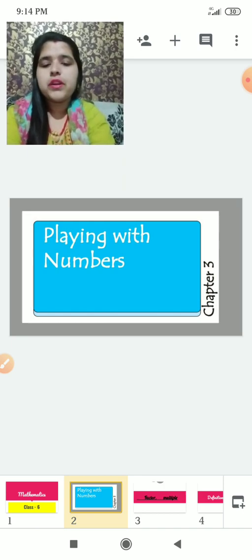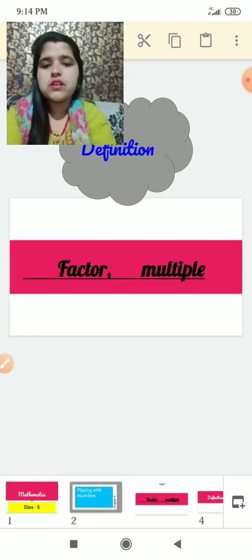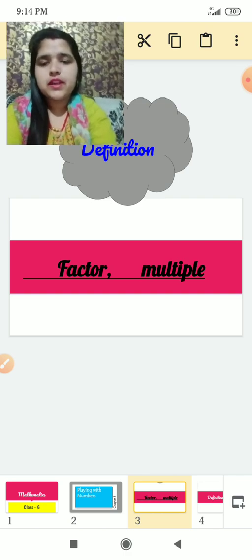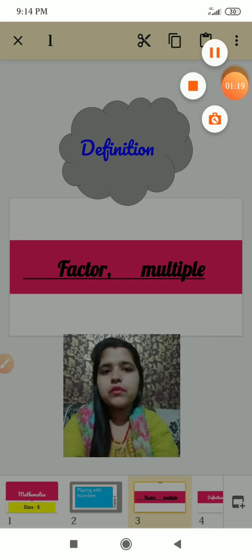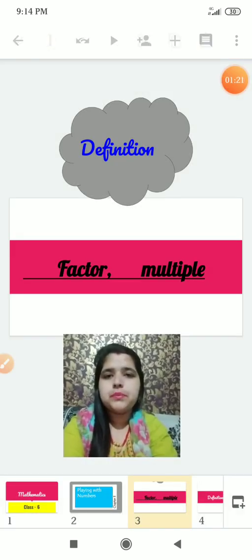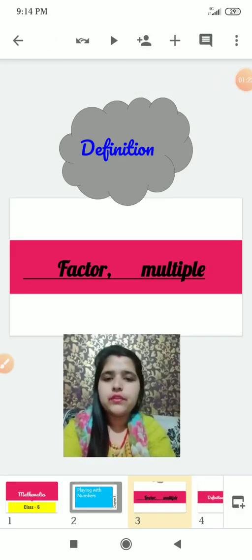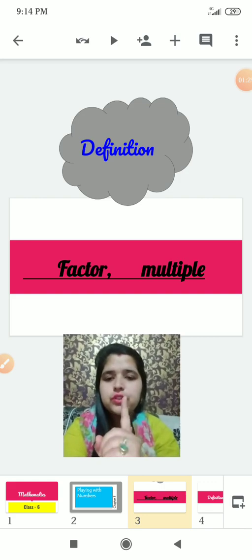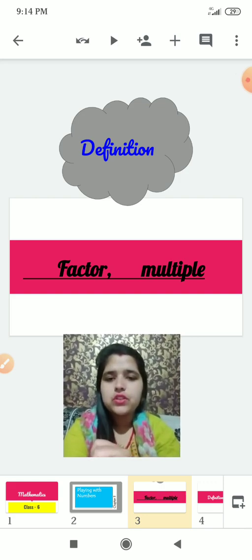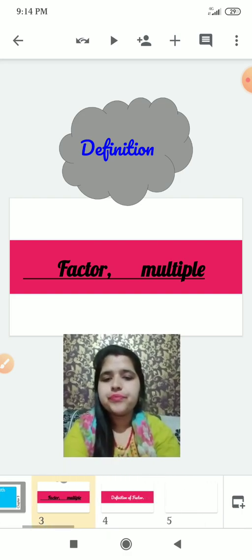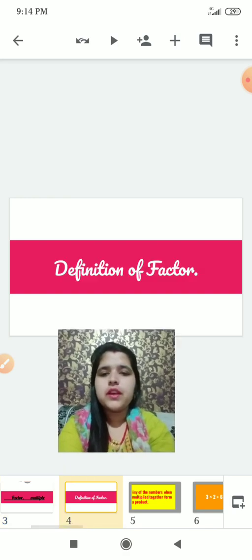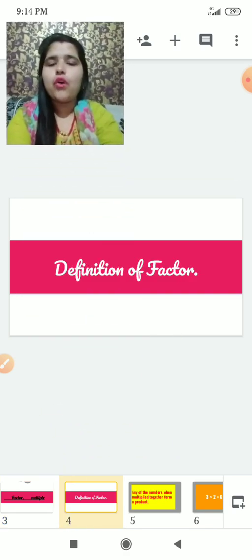Our first topic is the definition of factor and multiple. First we will discuss the definition of factor, and our second definition is of multiple. So, the definition of factor.